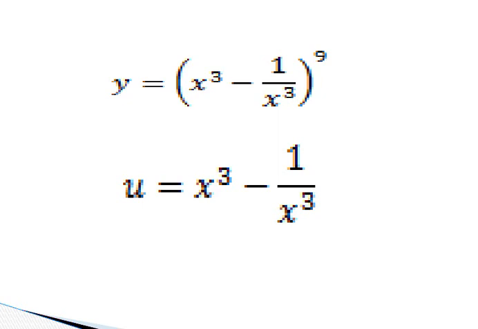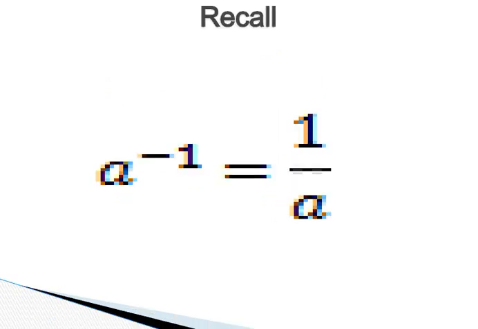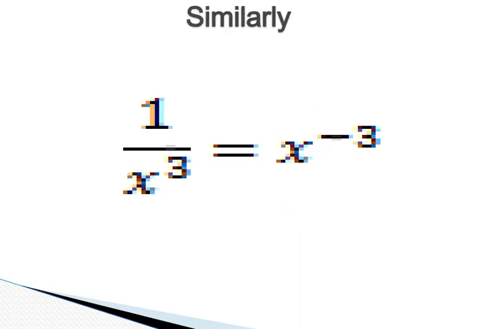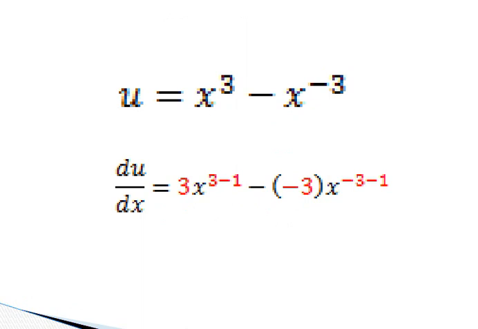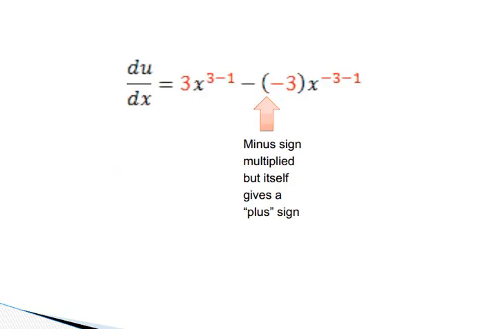So in the equation y equals (x cubed minus 1 over x cubed) all to the power 9, u is simply x cubed minus 1 over x cubed. Remember that a to the power minus 1 equals 1 over a. So similarly, 1 over x cubed equals x to the power minus 3. Therefore, u equals x cubed minus 1 over x cubed, which is equal to x cubed minus x to the power minus 3. So du dx equals 3x to the power of 3 minus 1 minus 3x to the power of minus 3 minus 1.